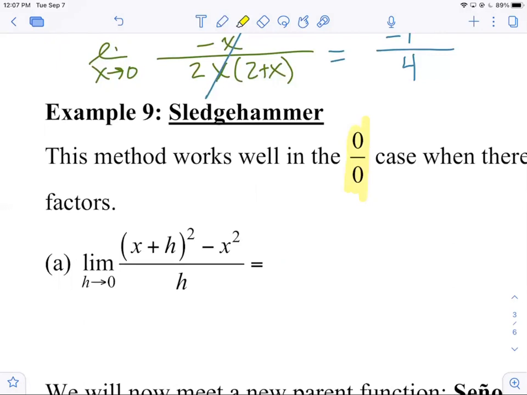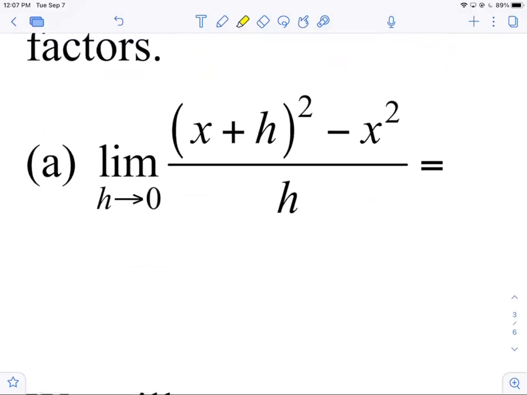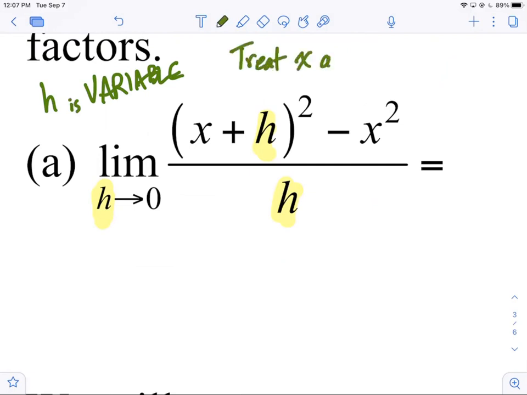And this is also a good chance to introduce you to the variable of the limit. So on part A, you got the limit as h goes to 0 of (x plus h) squared minus x squared, all over h. So in this case, h is the variable. H is the variable, and we treat x, although it looks like a variable, as a constant. Treat x as a constant.